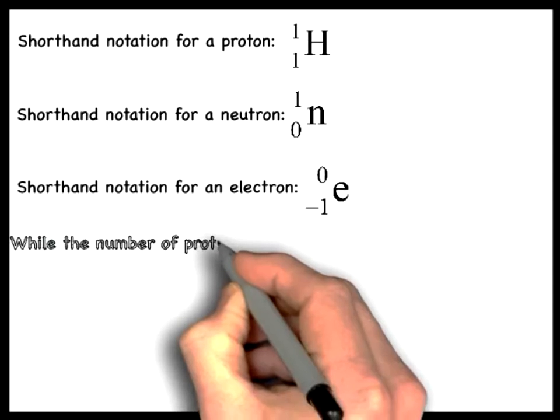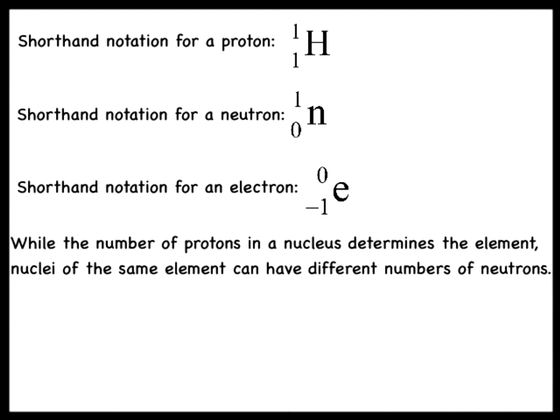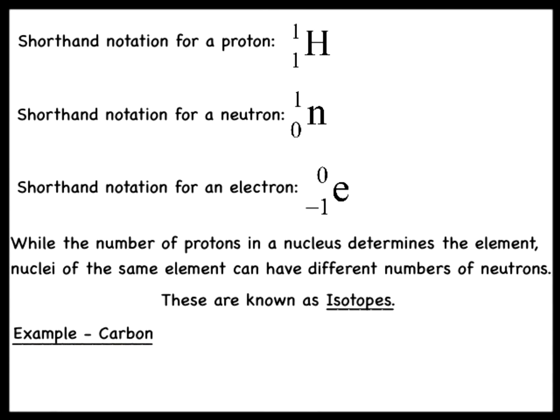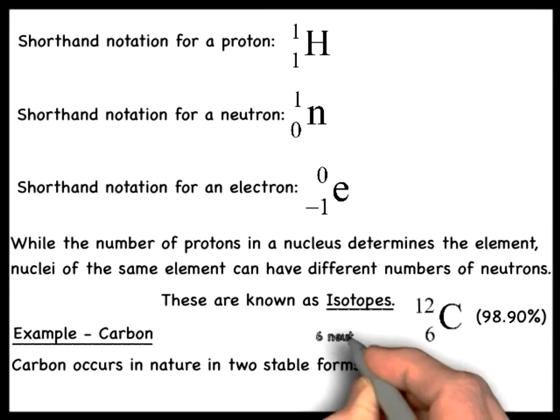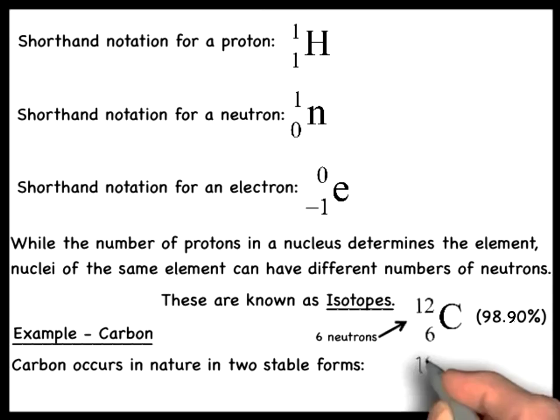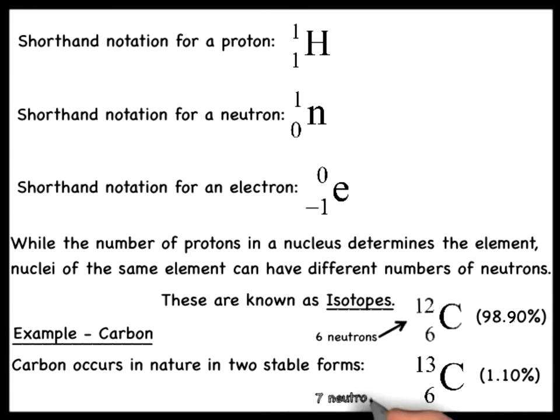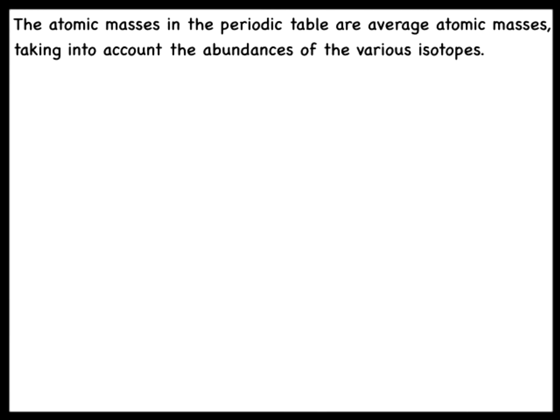While the number of protons in a nucleus determines the element, nuclei of the same element can have different numbers of neutrons. These are known as isotopes. Carbon, for example, occurs in nature in two stable forms. In most carbon atoms, 98.9% of them, the nucleus is the carbon-12 isotope and consists of 6 protons and 6 neutrons. A small fraction, only 1.1%, however, contain nuclei that have 6 protons and 7 neutrons. The percentages given here are the natural abundances of the isotopes. The atomic masses in the periodic table are average atomic masses, taking into account the abundances of the various isotopes.